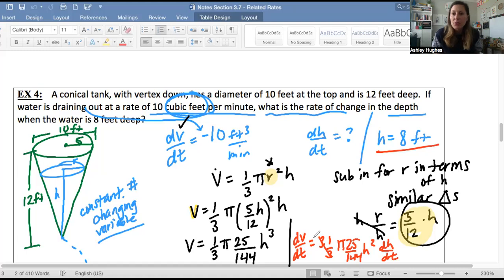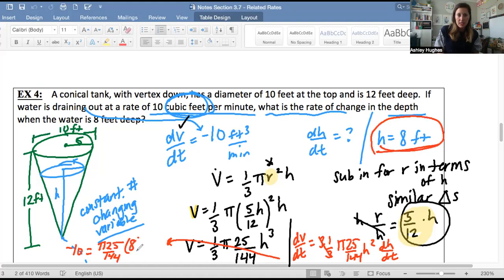I'm kind of running out of room here, and when I move it up, all my writing erases. So I'm going to try to squeeze this in. Let's see, I'll squeeze it in over here. So dV dt is -10. I have pi times 25 over 144, and then h at this instant, that's okay, I can touch this because it's after the derivative, 8 squared dh dt.